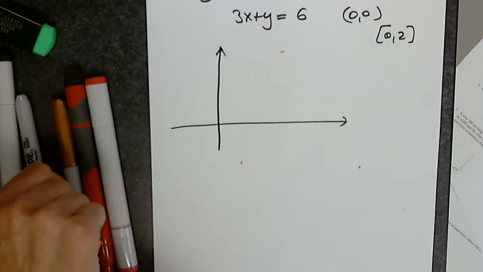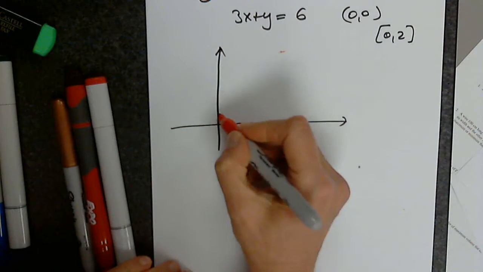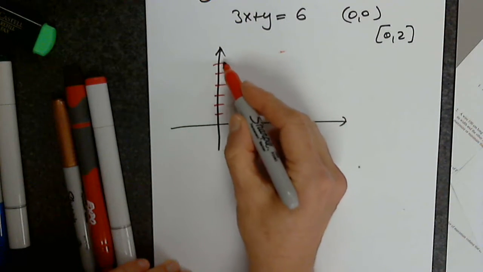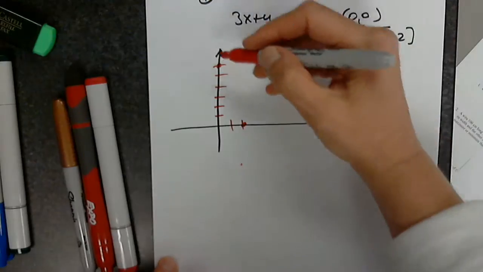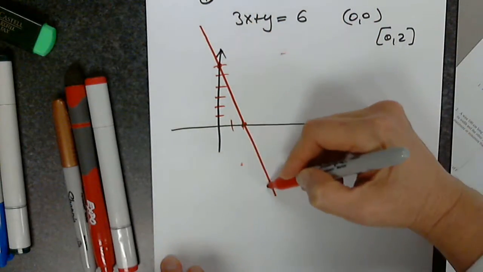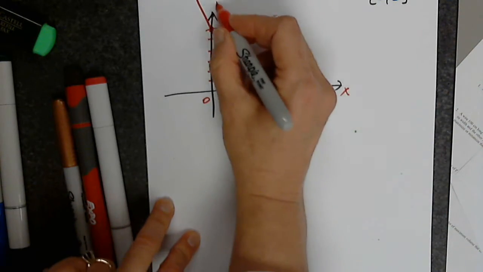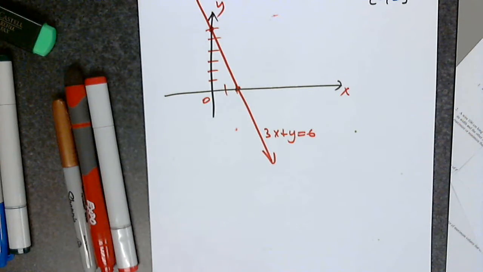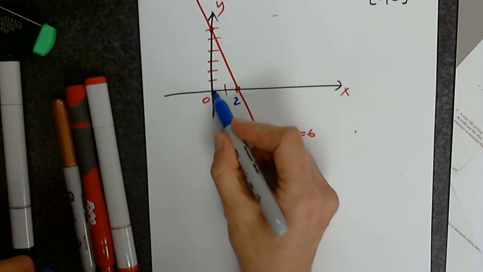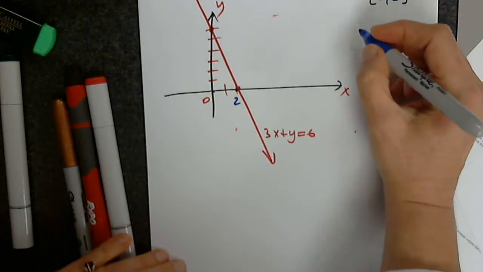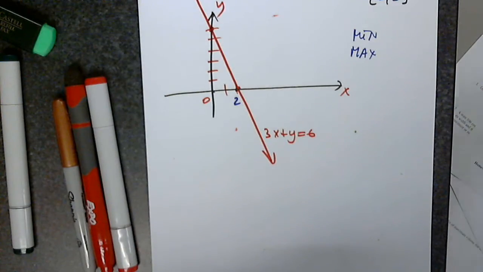I will graph 3x plus y equals 6. When x is 0, y is 6. When y is 0, x is 2. So this is the line in question, 3x plus y equals 6. They are telling us between 0 and 2. So for any x between 0 and 2, find the minimum and also the maximum distance from the straight line.